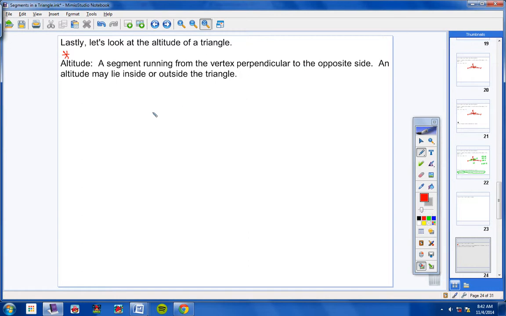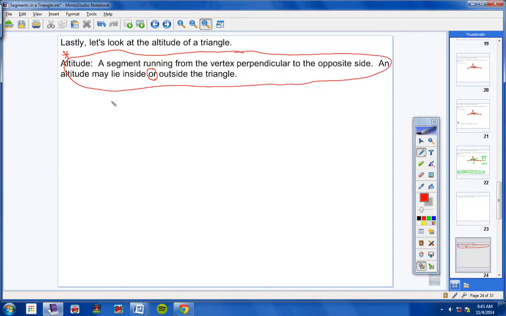Now this next sentence, students, is really important. An altitude may lie inside or outside the triangle. You need to know that, okay? An altitude may lie inside or outside the triangle. Now you're responsible for this whole definition for fill in the blanks later, okay? So copy this whole thing down. An altitude is a segment running from the vertex perpendicular to the opposite side. An altitude may lie inside or outside the triangle. Okay, copy that down, please.